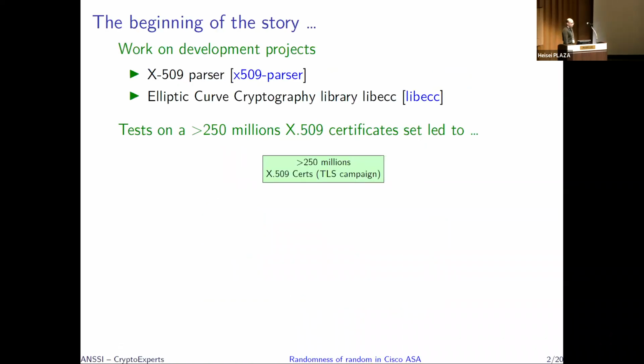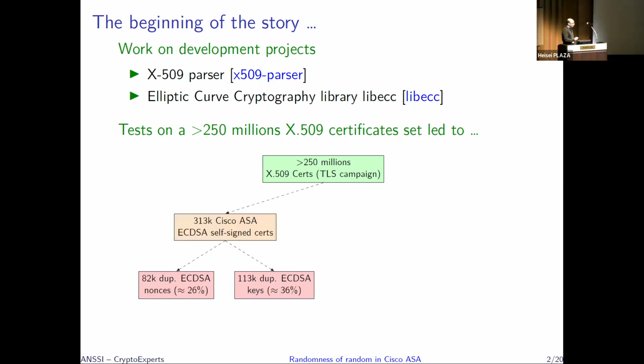So the beginning of the story was when we were working on a cryptographic library on elliptic curves and an X509 parser as internal projects. We had to test them on a quite large set of certificates, over 250 million certificates. Among them, we stumbled upon ECDSA certificates with duplicated nonces and duplicated keys. After further investigation, we found out that all these ECDSA certificates were self-signed certificates from the same vendor, Cisco ASA. More investigation showed that RSA self-signed certificates from the same vendors also suffered from modulus duplications. And as we can see here, the proportion of duplication is quite large.